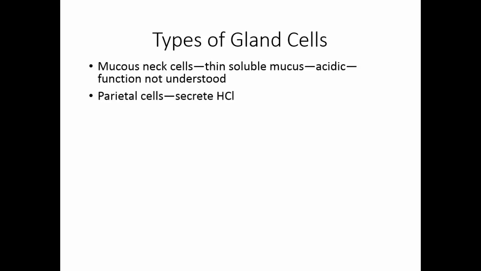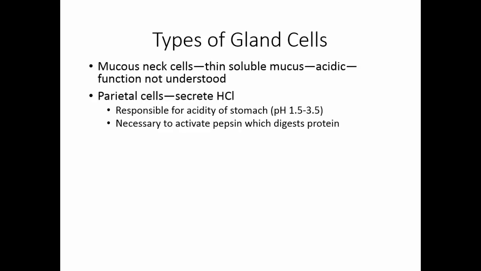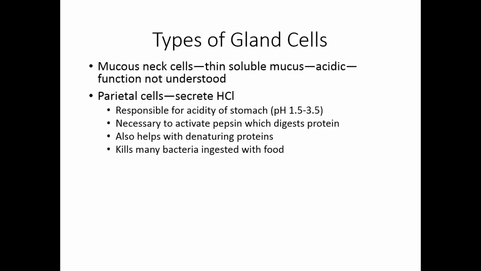The parietal cells secrete hydrochloric acid. This is responsible for the acidity of the stomach. The stomach has a pH between 1.5 and 3.5. This acid pH is necessary to activate pepsin, which is the enzyme that digests protein. Also, the acidity helps denature the proteins, breaking them down a little bit before the enzymes get to them. And it kills many of the bacteria that are ingested with the food.